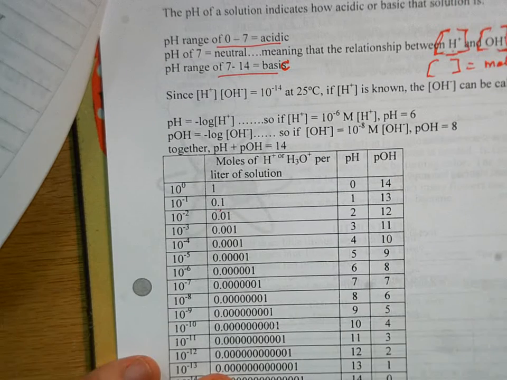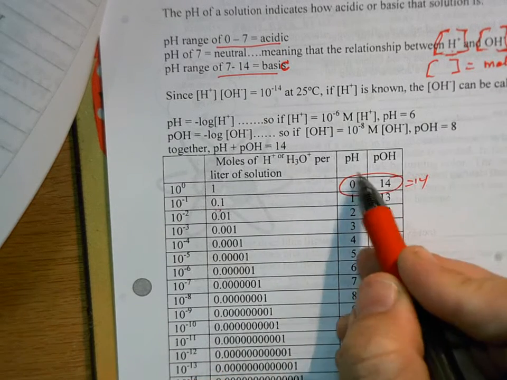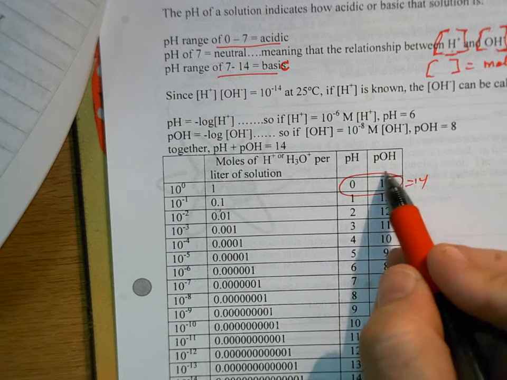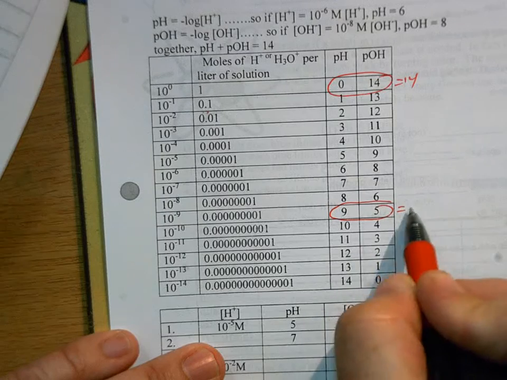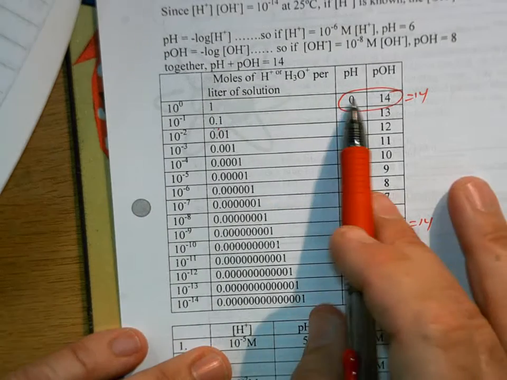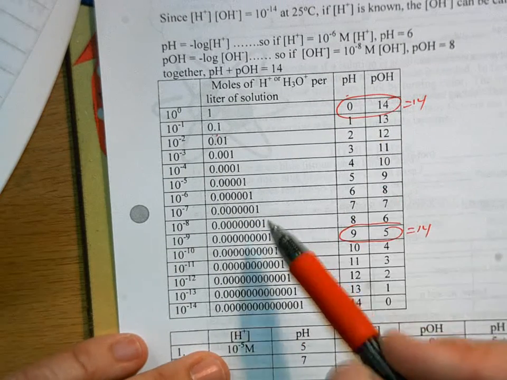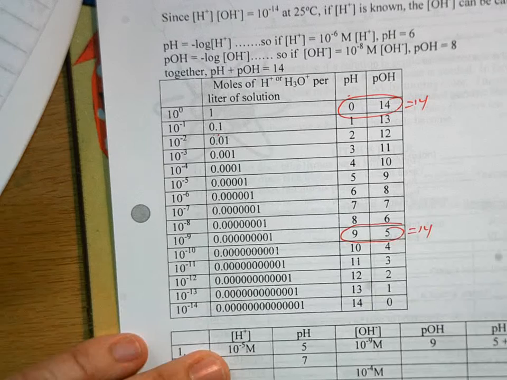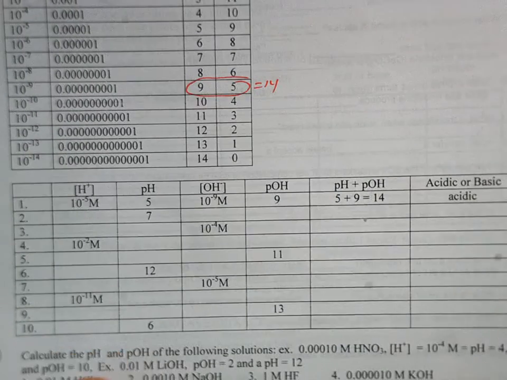What's really neat about pH and pOH, by neat I mean it's easy, is that if you add up these two numbers, they always equal 14. So if you know the pH, you can figure out the pOH by subtracting it from 14. If you look down here, 9 plus 5 equals 14. So that makes it really easy. If you know the concentration of hydrogen ions or hydroxide, you can figure out the pH or pOH easily, and if you subtract the one you know from 14, you can find out what you're looking for. So at the bottom down here, we're going to be working on this one.